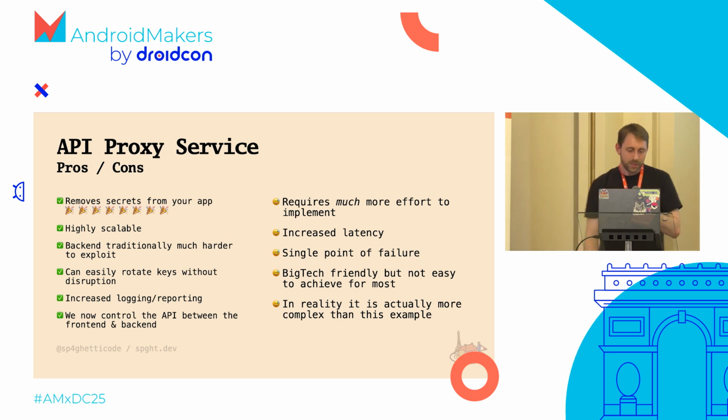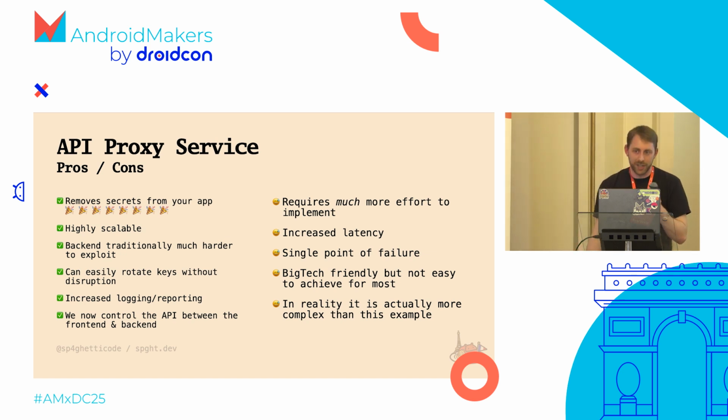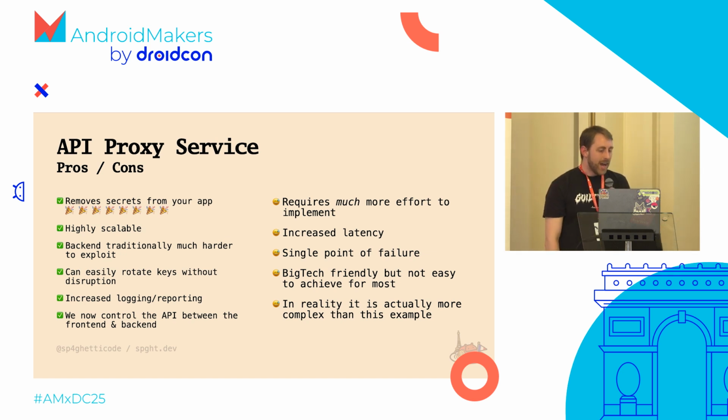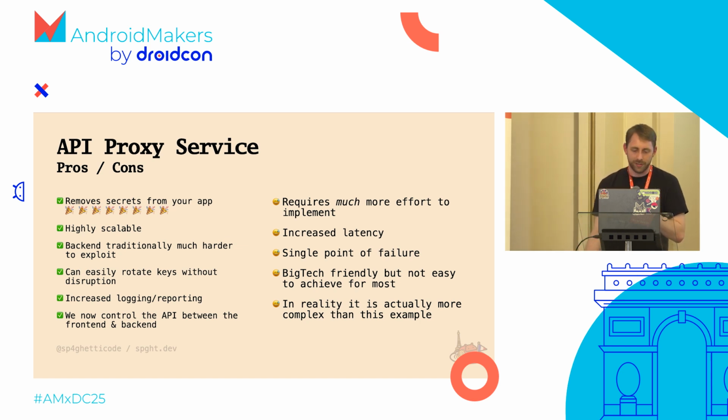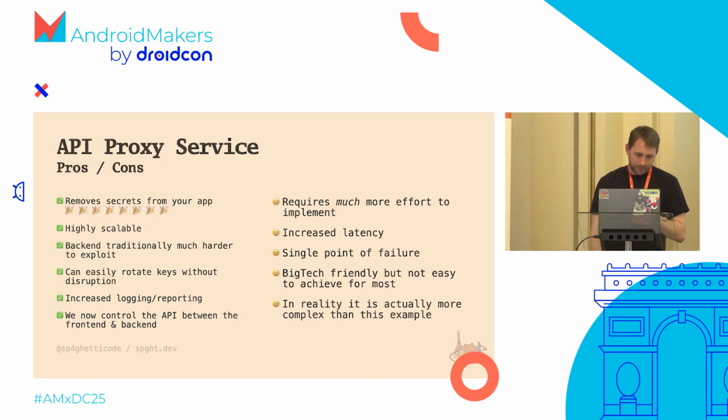It's not quick. There is also now a single point of failure. If your proxy server goes down, you can't access all of your third-party APIs, which is problematic. And again, this is big tech friendly, but not easy to achieve for most. So yeah, I highly recommend that if you're in a big team already, you probably are already doing this, or you need to talk to many people to get it started. And in reality, my diagram was very bad, and it's way more complex.